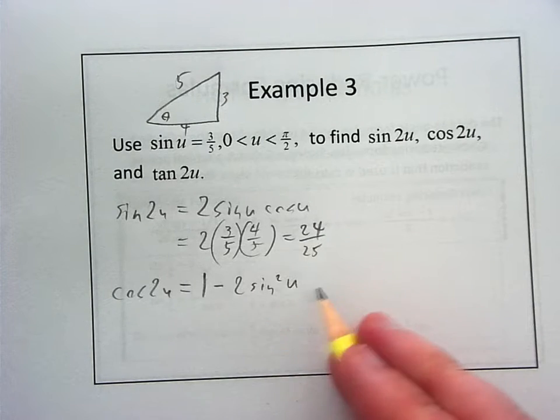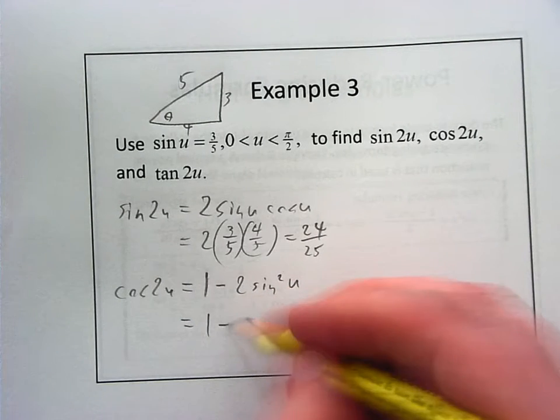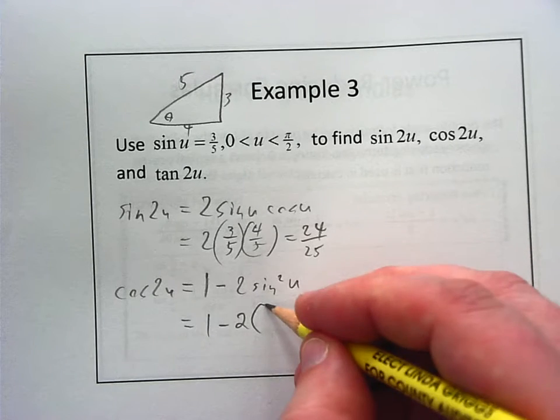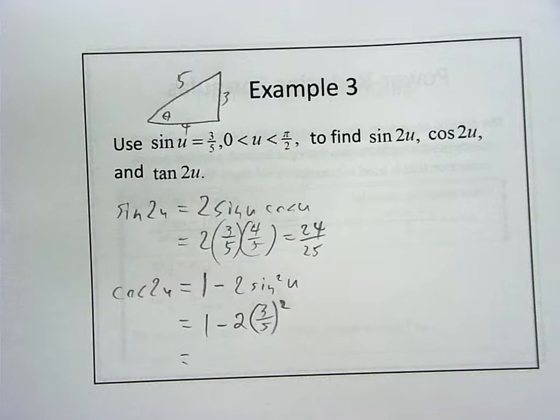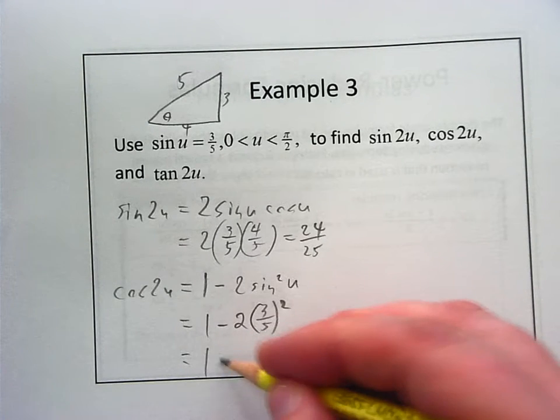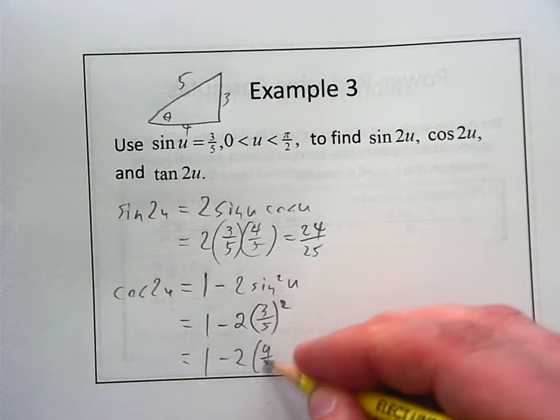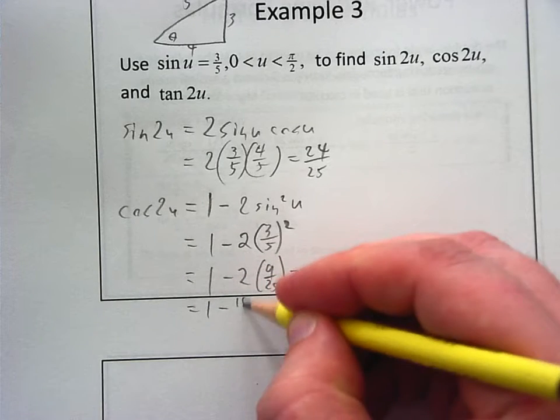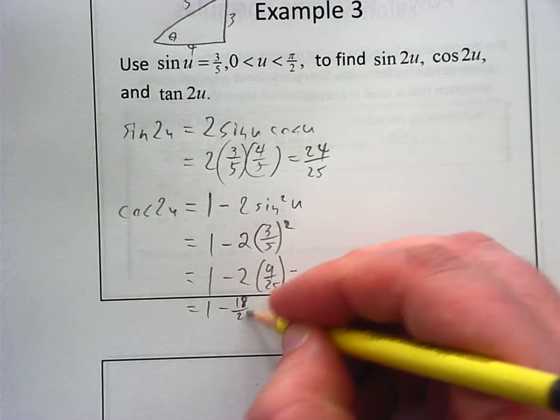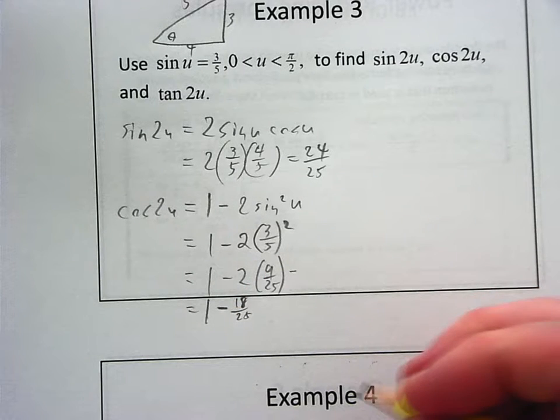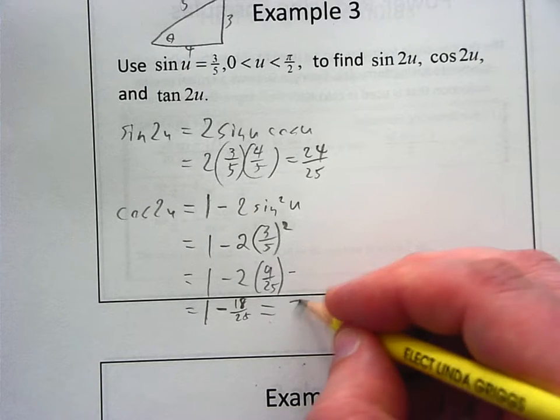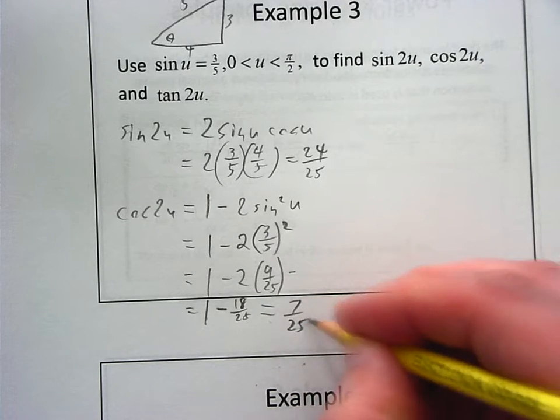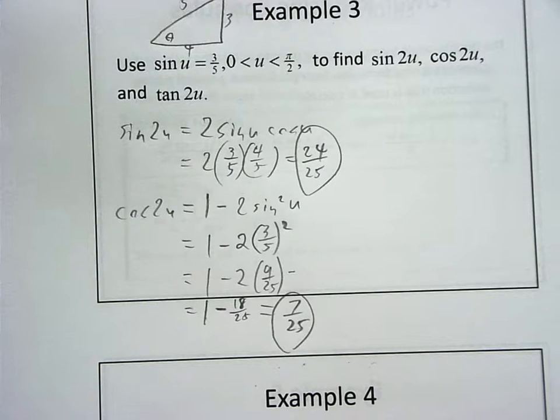So when I do this, I'm going to square the sine u. So I'm going to take 1 minus 2 times sine u, which was 3/5, squared. Well, 3/5 squared is what? 9/25. So I have 2 times 9/25. So that's going to give me 1 minus 18/25, which is what? 7/25. 25 over 25 minus 18 over 25 gives you 7 over 25. So there's those two.